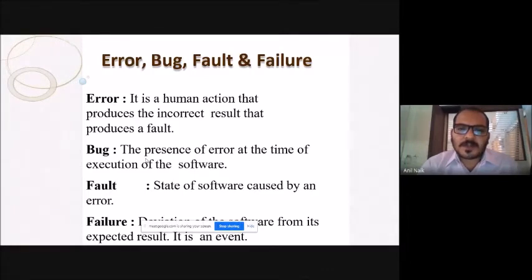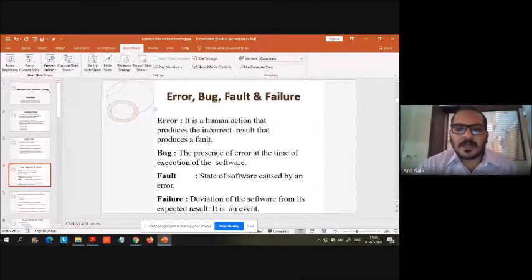Bug means what? The presence of error at the time of execution of the software. Fault means the state of software that is caused by an error. And failure means deviation of the software from its expected result. Means they should not match in the expected and actual result.